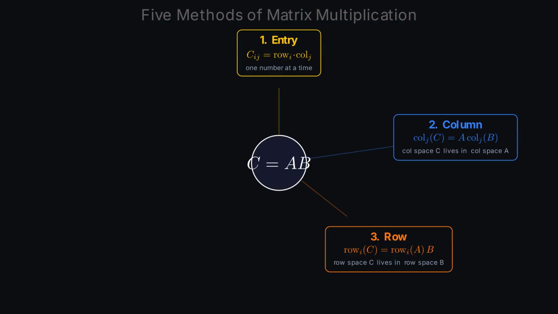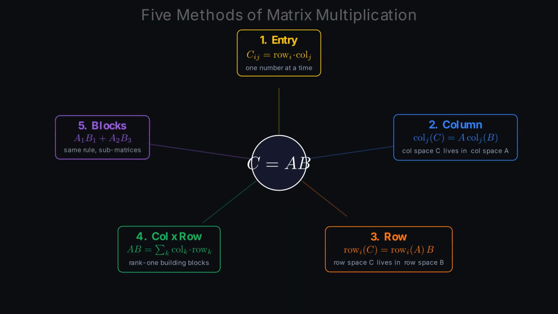Method 3, the row way. Row i of C equals row i of A times B. This tells us that the row space of C lives inside the row space of B. Method 4, columns times rows. A times B equals the sum of rank 1 outer products, column k times row k summed over k. These are the simplest building blocks of any matrix product. And method 5, block multiplication. We apply the same row times column pattern, but now with submatrices replacing individual entries. It scales the idea to any size.